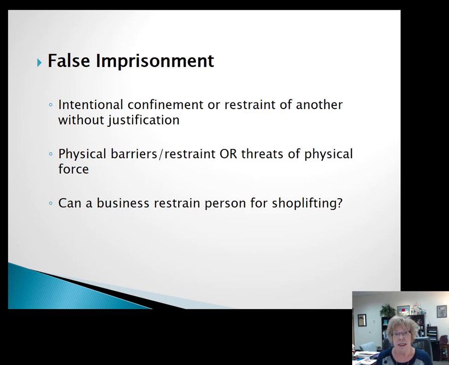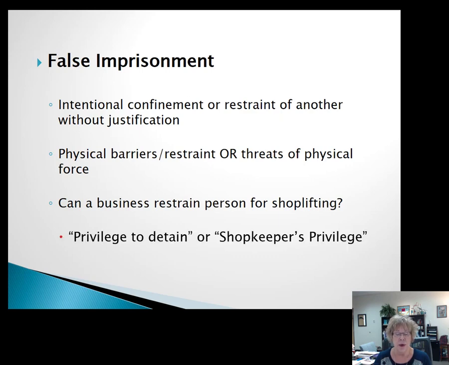If you see somebody and you have good reason to believe that they have just put some stuff down their pants or in their purse and are walking out of the store and not going to pay for it, can the store restrain that person that they have reason to believe has stolen and is walking out with goods? And the answer is, from a legal standpoint, yes. Most all states have what they call, for the business in that situation, a privilege to detain, also known as a shopkeeper's privilege.